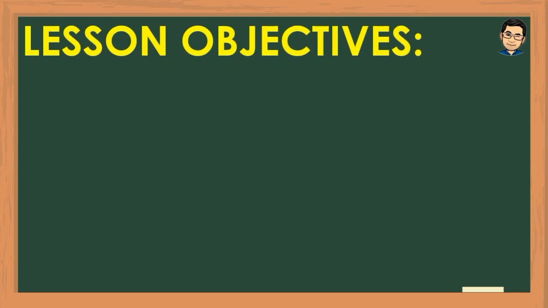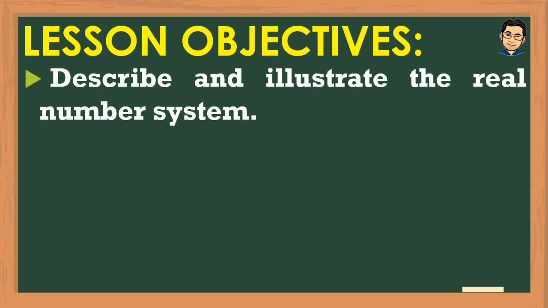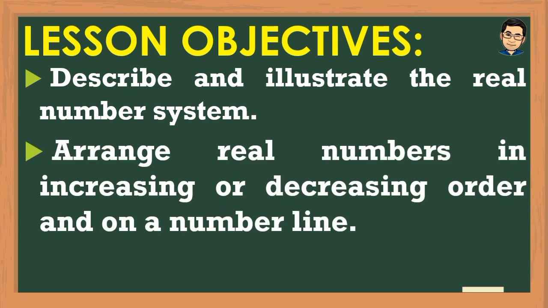So let's have the lesson objectives. First, we will describe and illustrate the real number system. After that, we will arrange real numbers in increasing or decreasing order and on a number line. So, when we say increasing, pataas. And then when we say decreasing, pababa. So, yung other term po for increasing is ascending. And then yung other term naman sa decreasing is descending.